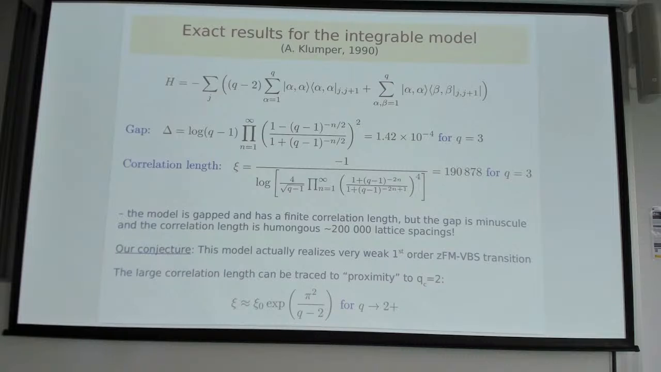Okay, but now, Klumper did not calculate these values for the question of interest, but he calculated them for Q equal 3 for our model, where the correlation length is 200,000 lattice spacings. Of course, for our DMRG, it will look continuous, from well beyond what we can do. And one can kind of trace where this very large number is coming from: this expression becomes singular when Q approaches 2, so our Q equal 3 is, you can see, kind of close to this Q equal 2.